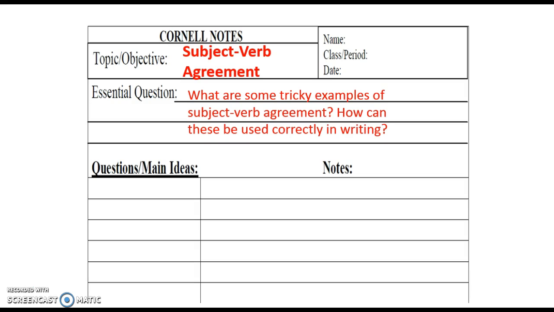So the first thing that I want to get you to write down is our essential questions for today. We are going to talk about some of the trickiest examples of subject-verb agreement and how these can be used correctly in writing. So go ahead and take a moment to jot down those essential questions, and we'll start filling in the rest of our notes.